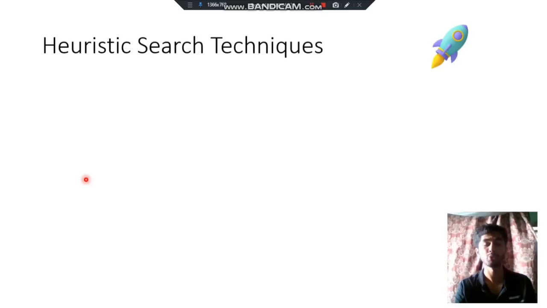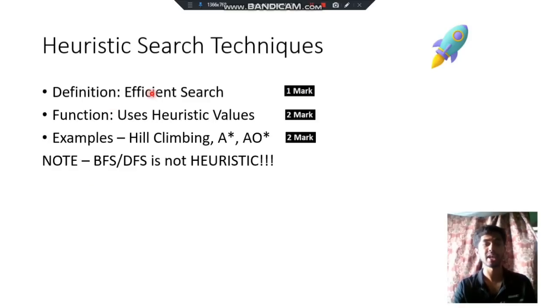Okay. Moving on, we have heuristic search techniques. Heuristic means what? Smart. Smart means it has an efficient search algorithm. Also, it uses the heuristic functions, which use the optimal values to find out the answer, and it has the knowledge of the context. These are the key points. Examples include hill climbing, A star, and AO star. Many people confuse BFS and DFS, but they are not heuristic. Keep in mind.